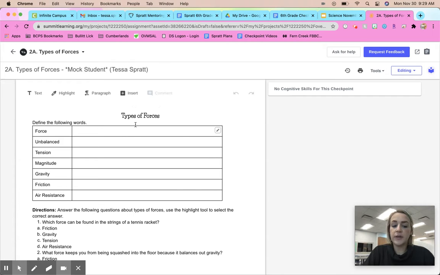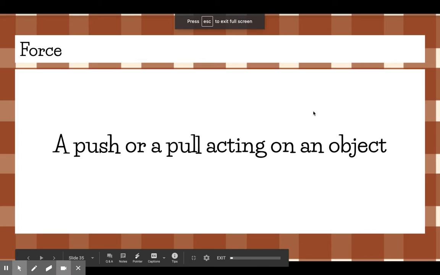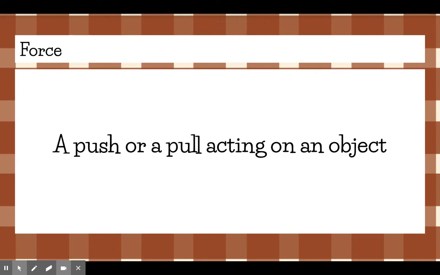Make sure that you split your screen. You use Alt bracket, which Alt is down by the left side of your space bar, and then bracket is up by the P button. So make sure that you are splitting your screen so that it's easier to type the definitions as I'm going through them. But let's just get into it. So a force is a push or a pull acting on an object. Simple enough.